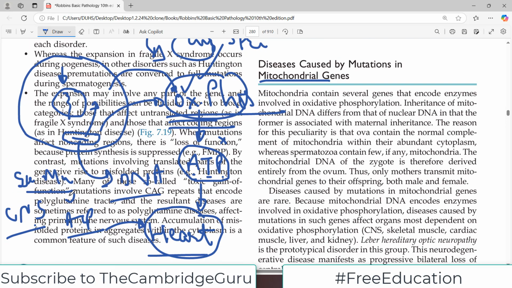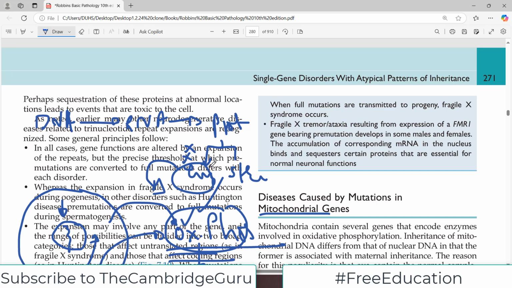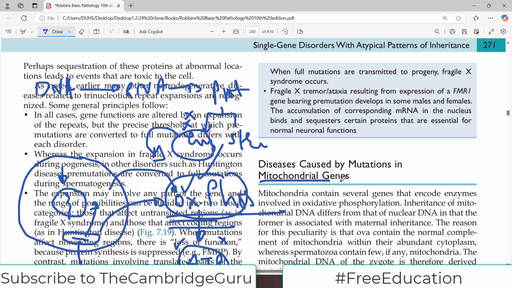So now the skeletal muscle, the heart, the CNS, all these organs, liver and kidney, they will be affected. They will not be functioning normally because they don't have a normal ATP supply, because the oxidative phosphorylation is not okay, because there is a mutation. As a result, the enzymes are not being produced in the normal manner. So that's the background of all what we will be studying in today's video.